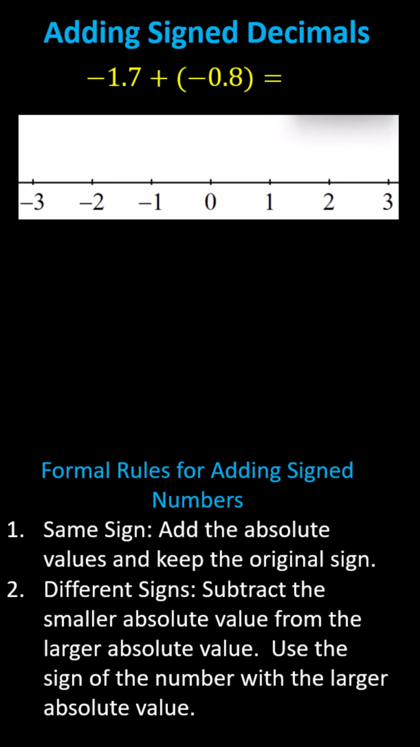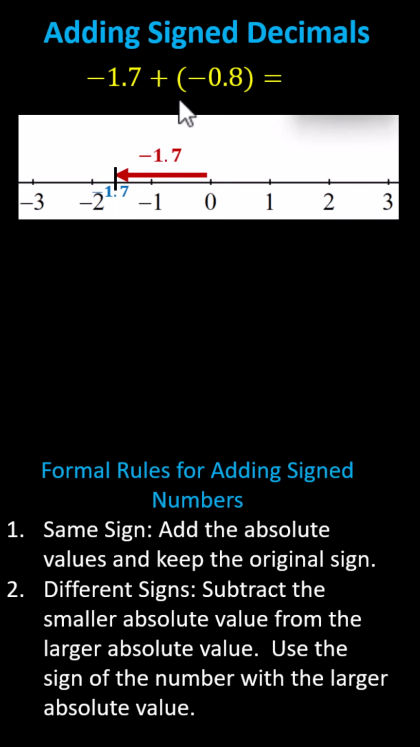In this lesson, we will add signed decimals on the number line as well as use the formal rules shown below. For the first example, we have negative 1 and 7 tenths plus negative 8 tenths. Using the number line to model negative 1 and 7 tenths, we start at 0 and move left 1 and 7 tenths units. Notice we are closer to negative 2 than negative 1.